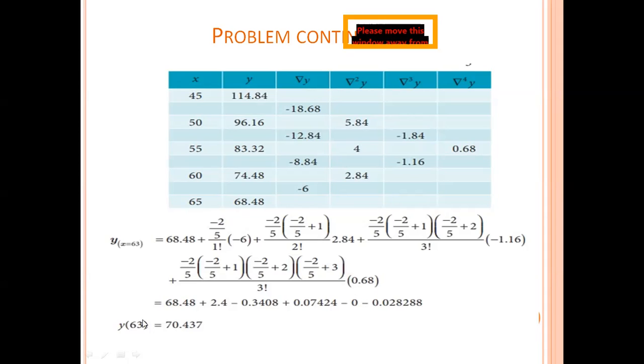After simplifying the terms, I am getting 68.48 from the first term, plus 2.4 from the second term, minus 0.3408 in the third term, plus 0.07424 in the fourth term, and the fifth term is 0, and the last term is minus 0.028288. After simplifying all these values, I am getting y of 63 equal to 70.437. That is, at the age of 63, he has to pay the premium 70.437.